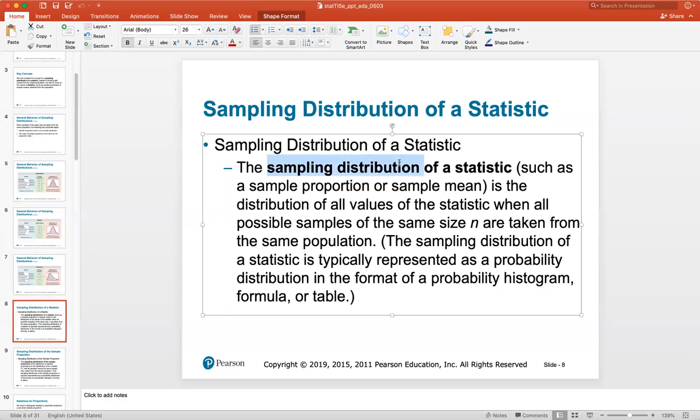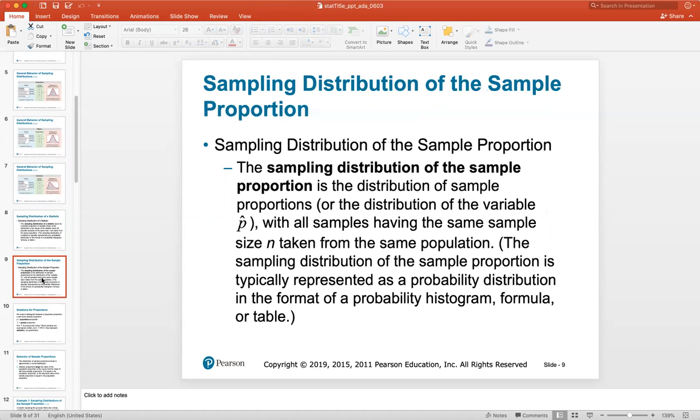Sampling distribution is the distribution of statistics, for example, the distribution of sample means or the distribution of sample proportions. That's the sampling distribution of a statistic. It is typically represented as a probability distribution in the format of a probability histogram, formula, or table.